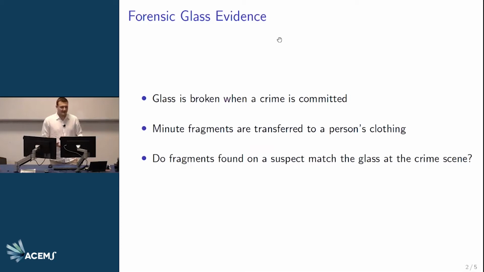What I mean by this is that when someone breaks a window, for example, many tiny little fragments of glass are transferred from the broken window to the person's clothing. Then when police apprehend a suspect, forensic scientists can collect the broken glass from their clothing, and they're often tasked with determining whether the glass found on the suspect's clothing matches glass found at the crime scene.